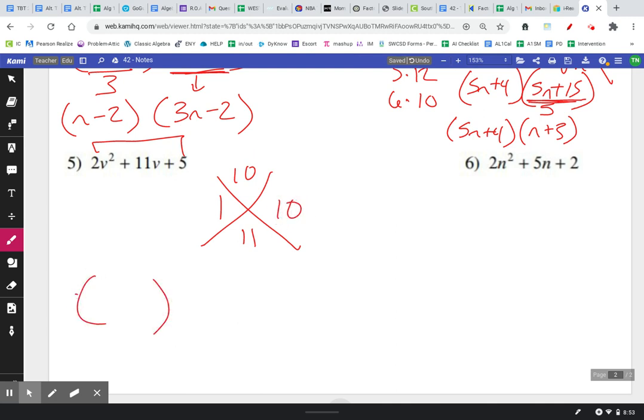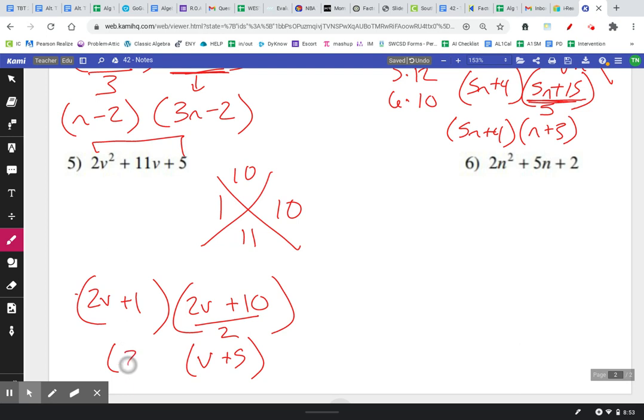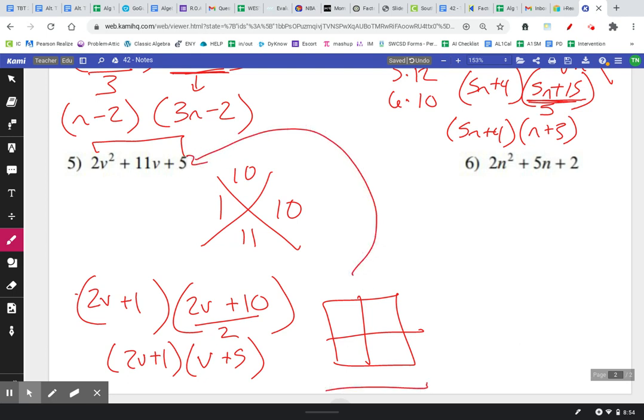So let's go ahead and set these up. We have 2v plus 1. We have 2v plus 10. Which one can I actually divide and get a nice integer answer? That would be this one, divide by 2. 2v divided by 2 is v, and 10 divided by 2 is 5. This one's going to stay as 2v plus 1. Box method that back out to check and see does my answer here give me the original trinomial I was working with. So hopefully that gives you some insight to what we do.